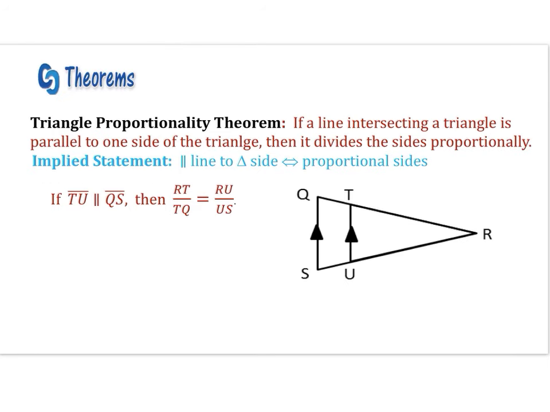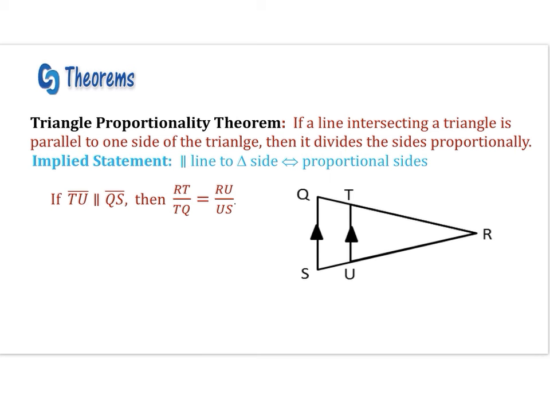So our first theorem is the triangle proportionality theorem. It states, if a line intersecting a triangle is parallel to one side of the triangle, as you can see here in the illustration, here's our line that is parallel to the side of the triangle, then it divides the sides proportionally. It's talking about these sides. Shorten that down to our implied statement: parallel line to a triangle side implies proportional sides.